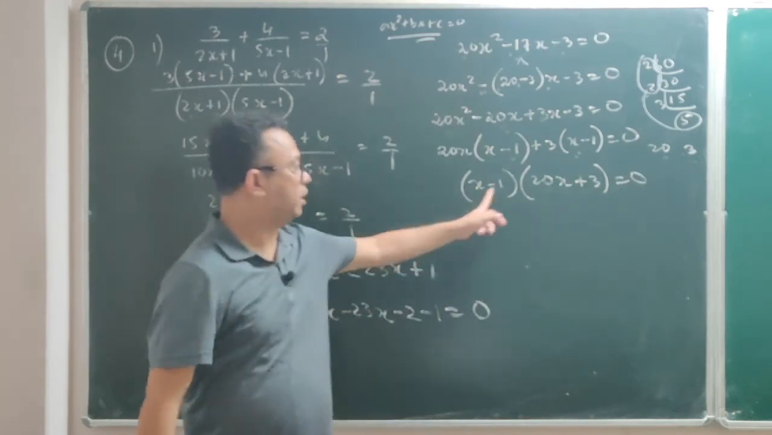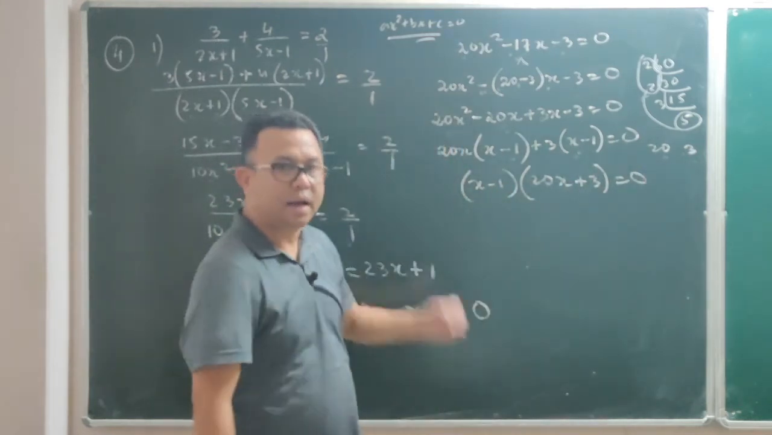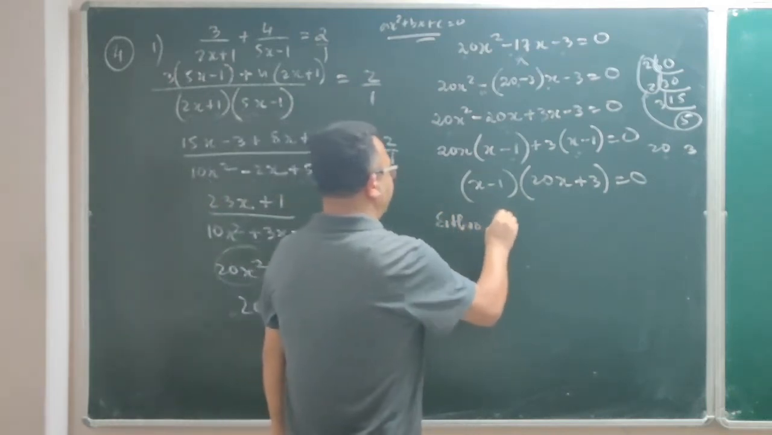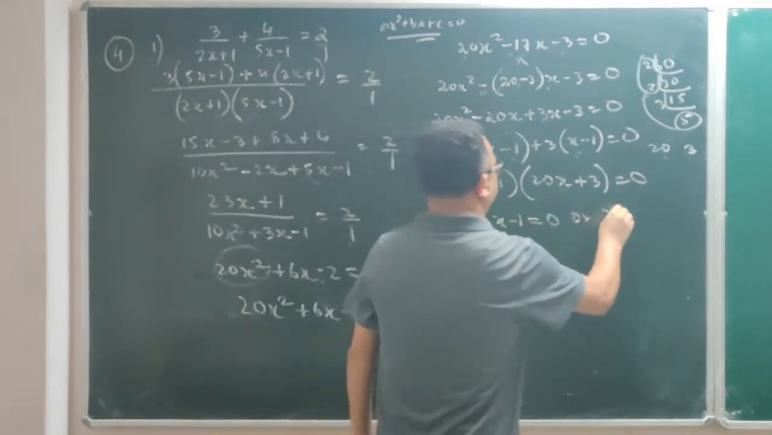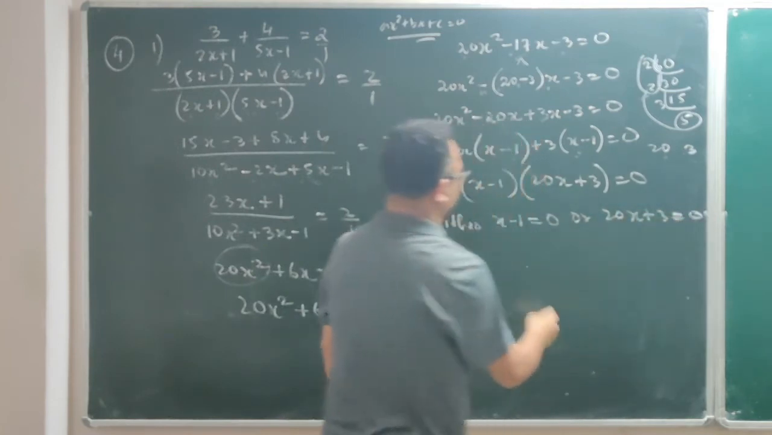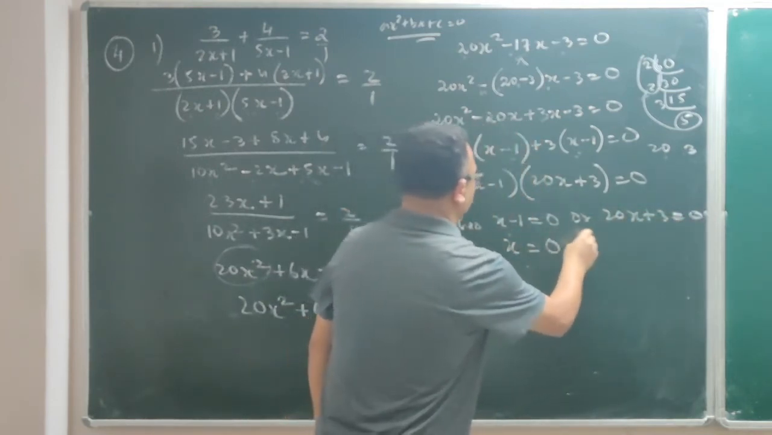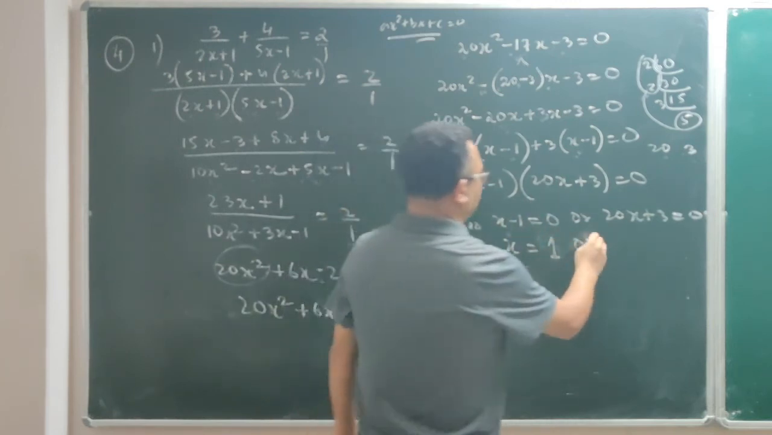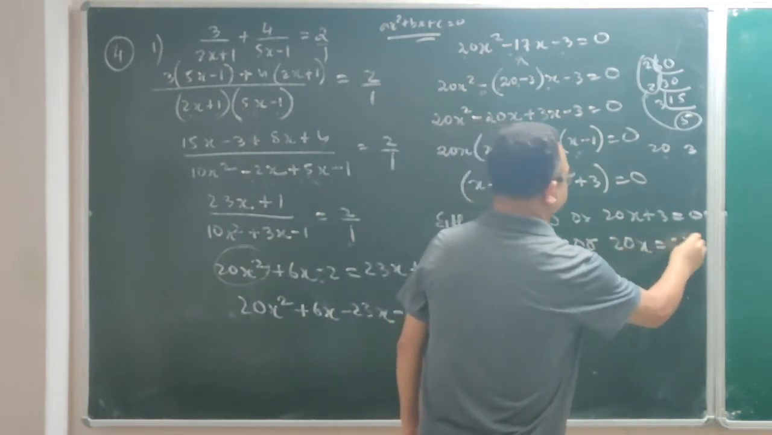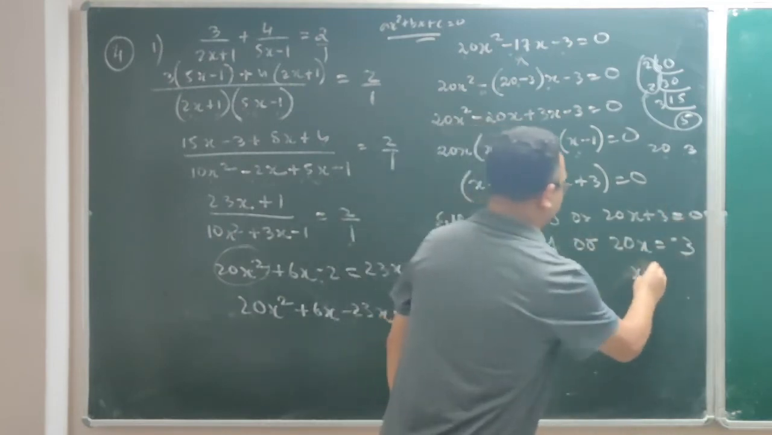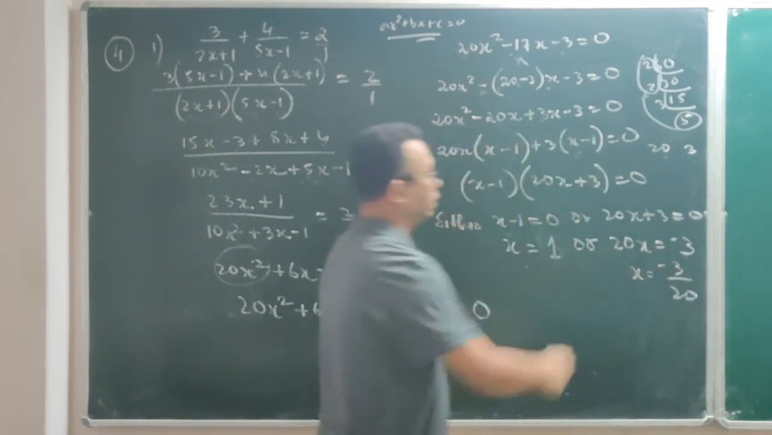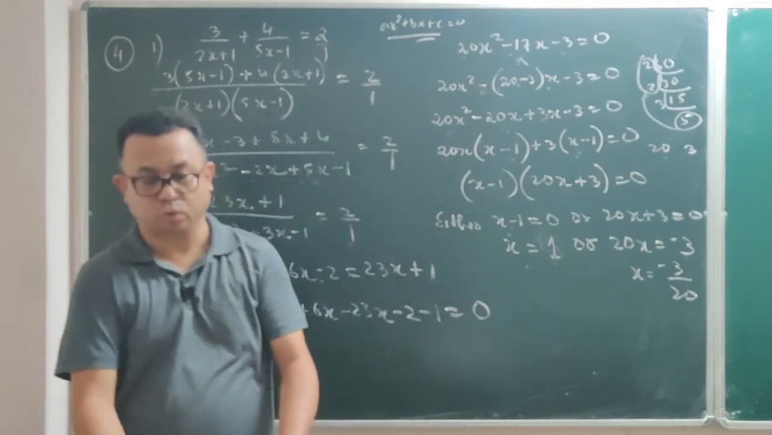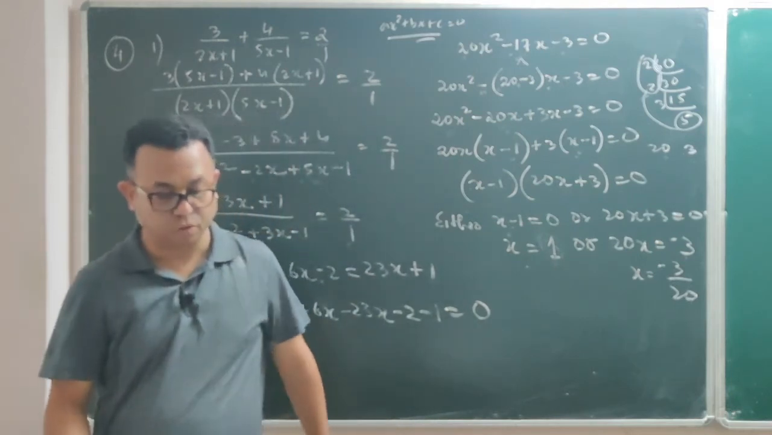So now since the two brackets are multiplying, if the answer is 0, then either the first bracket is 0 or the second bracket is 0. So I'll write either x minus 1 equal to 0 or 20x plus 3 equal to 0. So x equal to 1, minus 1 going that side becomes plus 1. Or 20x equal to minus 3, and x will be equal to minus 3 by 20. These are the two values of x. This is how you solve the question. All questions in question number 4 are similar, you can try.